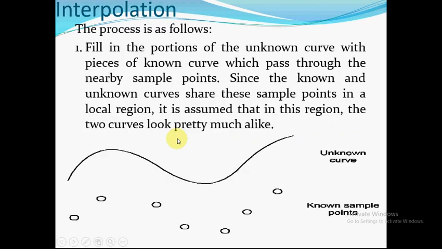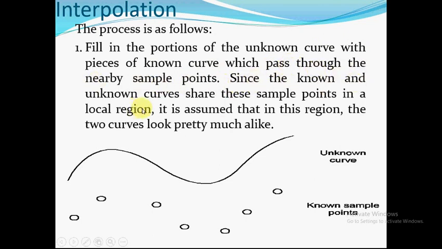Now what is interpolation? The points are there, and I am going to draw through them. The approximate value I calculate may not pass the curve exactly through the points. It is an approximator. A curve that passes exactly through the points is called an interpolating curve. Fill in the portions of the unknown curve with pieces of the known curve which pass through the nearby sample points.